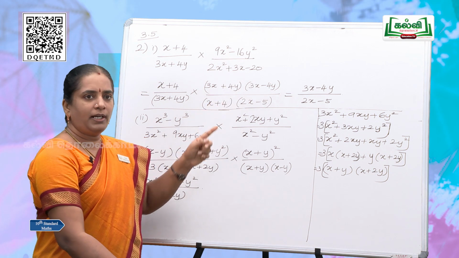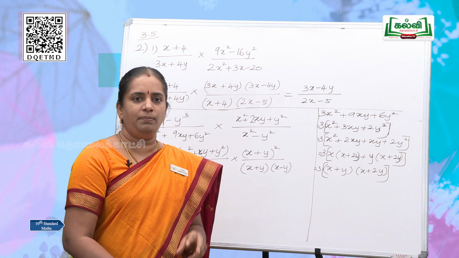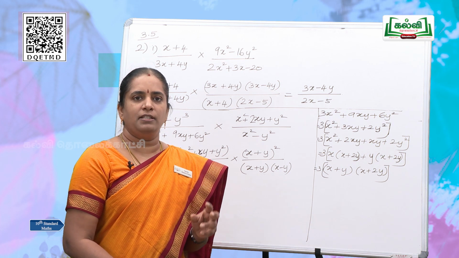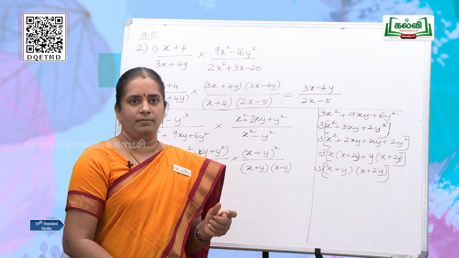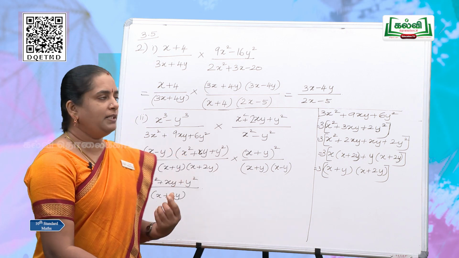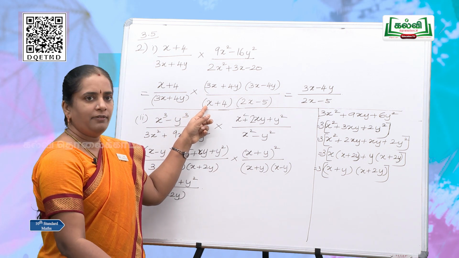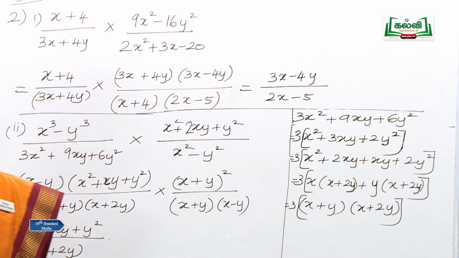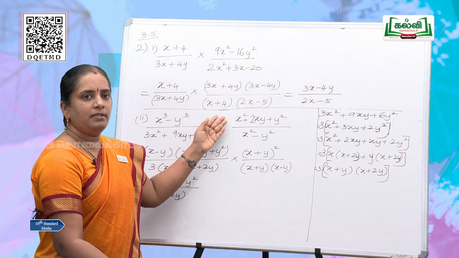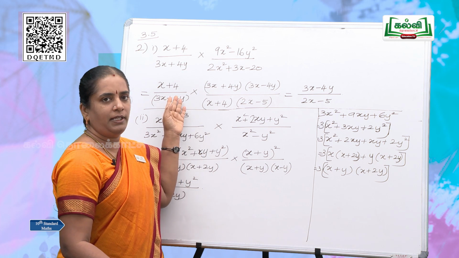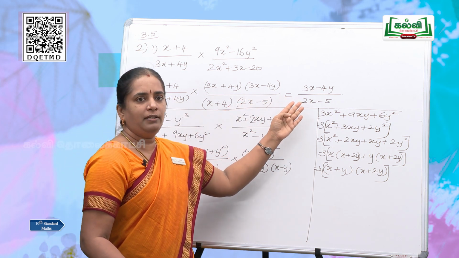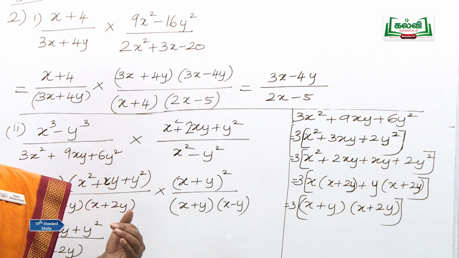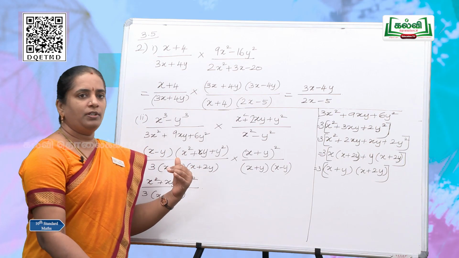In the denominator we have a quadratic expression of the form ax square plus bx plus c. So, we can factorize using splitting the middle term. Try that, split the middle term, and you will have factors such as (x plus 4) into (2x minus 5). On cancelling the common terms in the numerator and in the denominator, we will have the reduced form as (3x minus 4y) divided by (2x minus 5). Let us move on to the next sum.